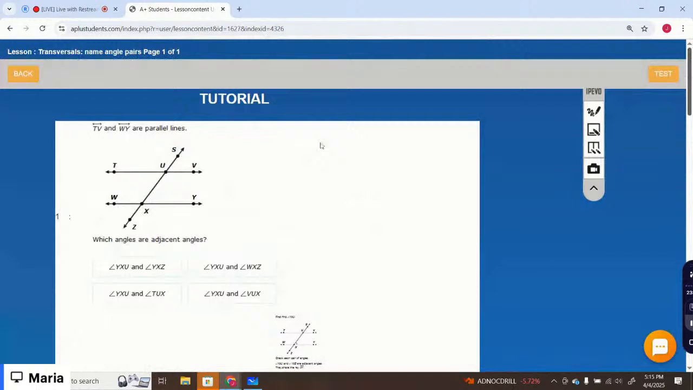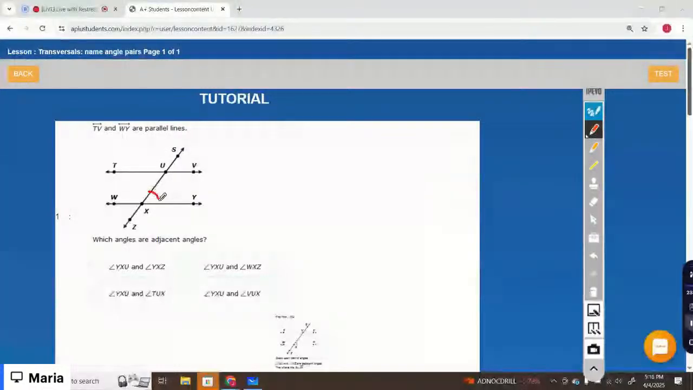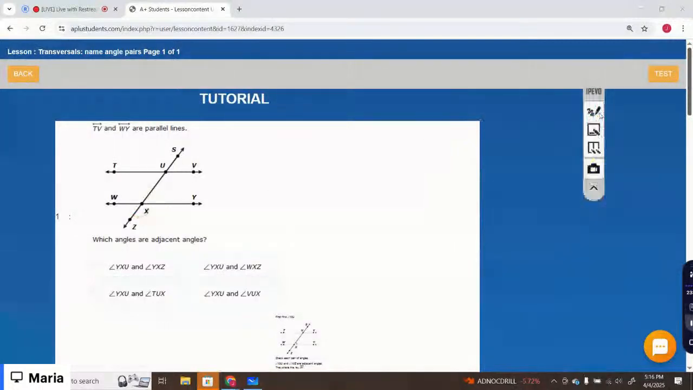Here is VXU and here is VXZ. So both the angles are the adjacent angles, right? Let's just start with the test questions.